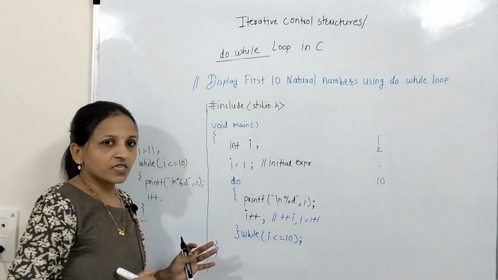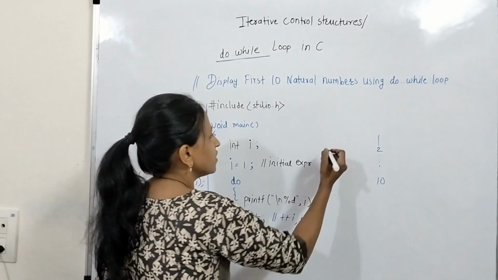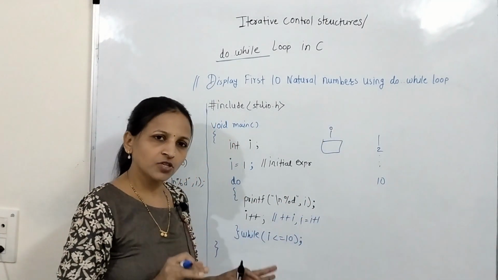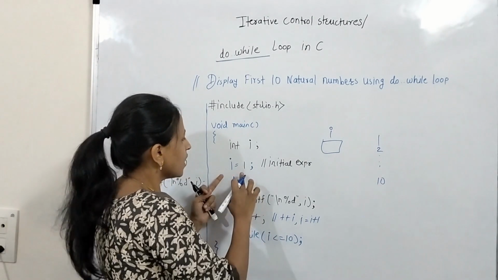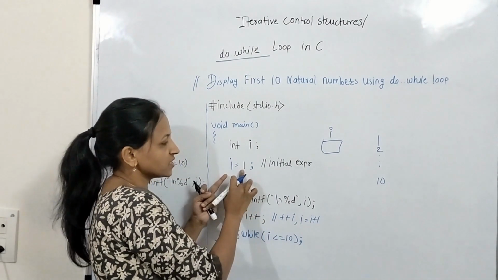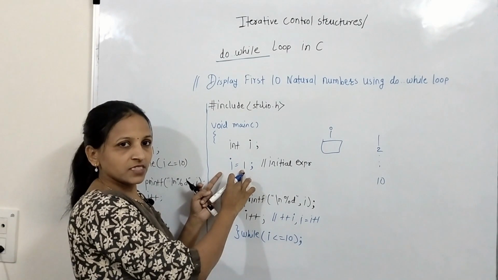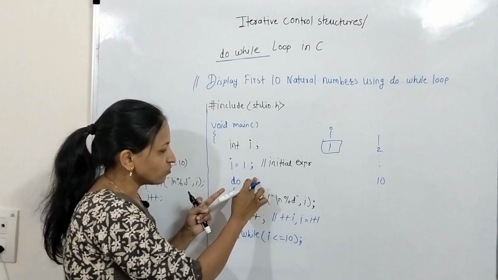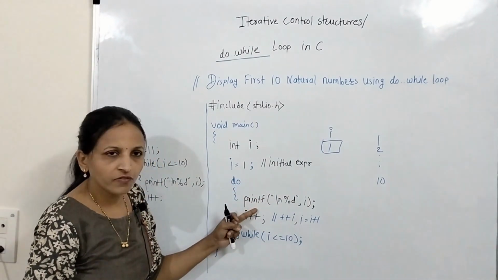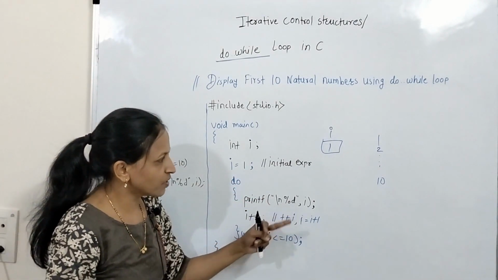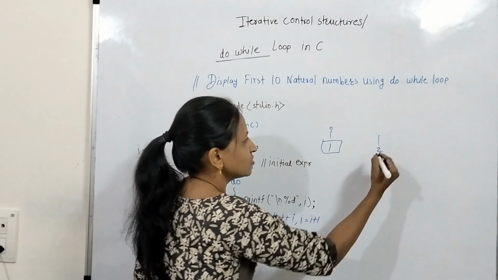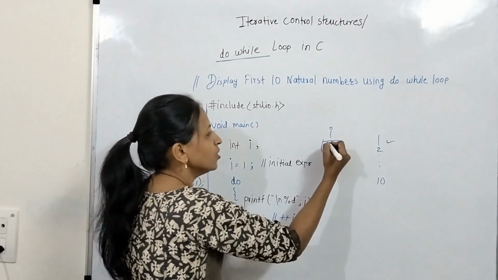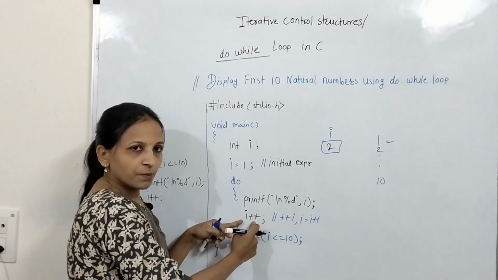Now how it works. See, initially we have declared one variable I. It will not have any value, it will actually have a garbage value initially. After that we have initialized the value of I to 1. Now, in do, without checking any condition, control will directly come here and display the value of I, that is 1. 1 will get displayed initially and the value of I will become 2 because of this I++.